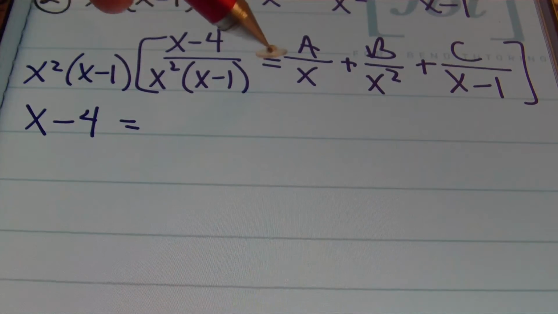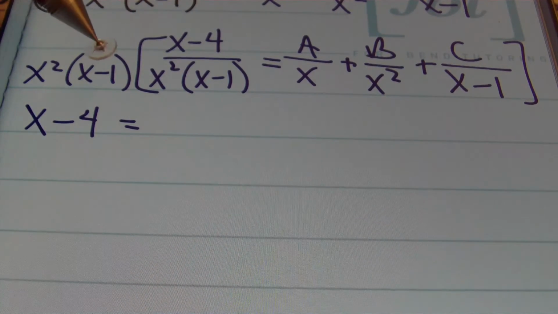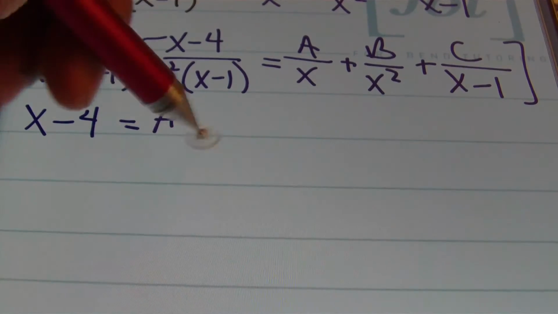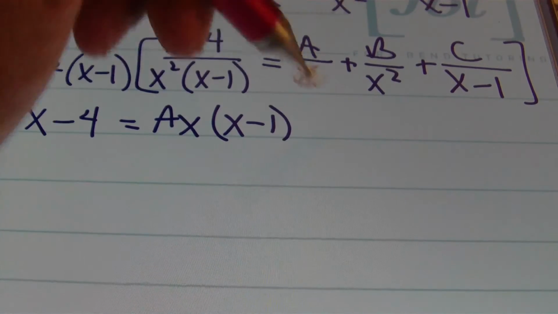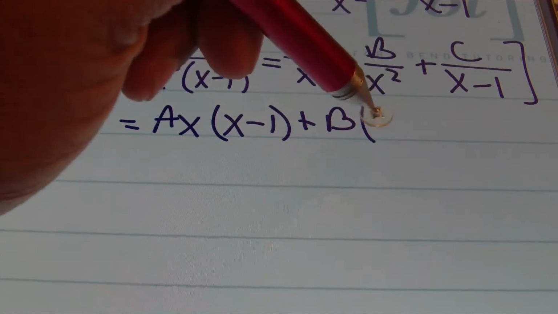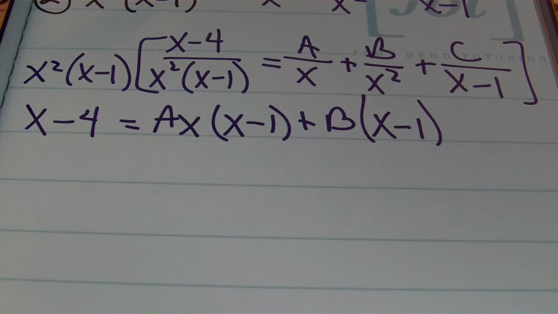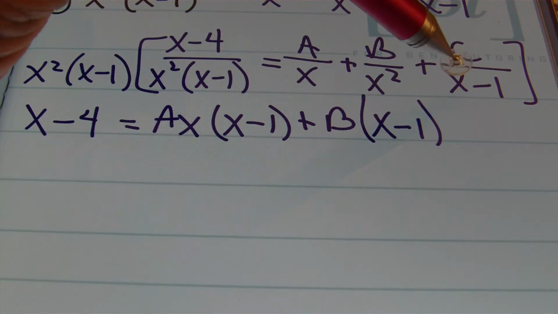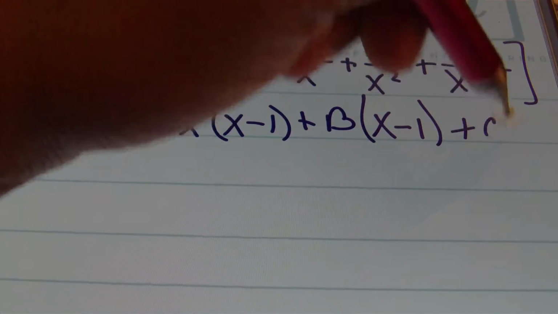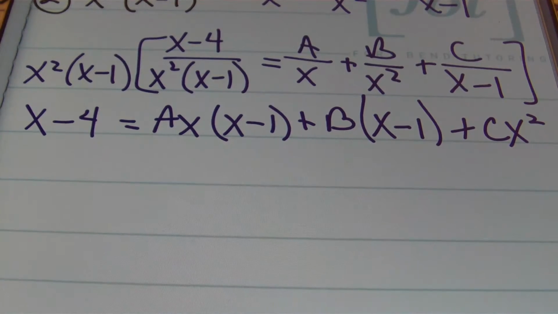Then multiplying x squared times x minus 1 times a over x, one of your x's will cancel out to leave you with ax times x minus 1. Then multiplying b over x squared times x minus 1, the x squareds will cancel out to leave you with b times x minus 1. Then multiplying c over x minus 1 times x squared times x minus 1, the x minus 1s will cancel out to leave you with c x squared. Just like that.